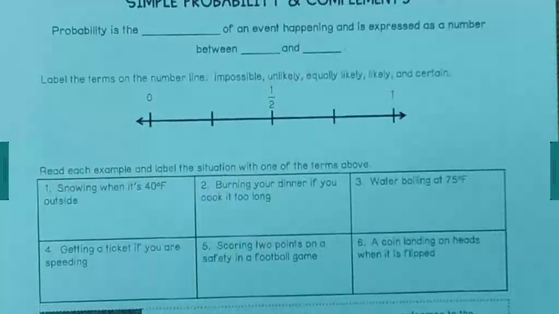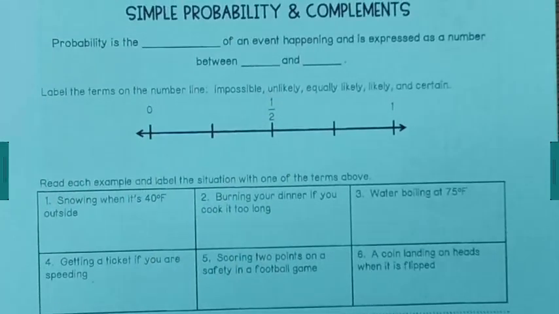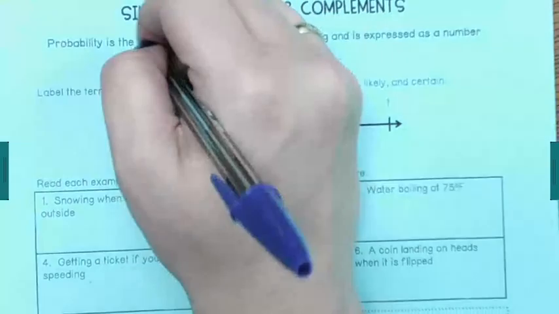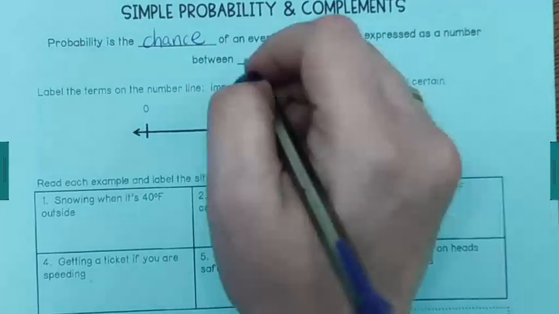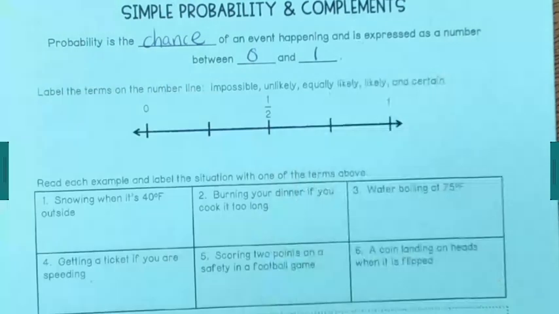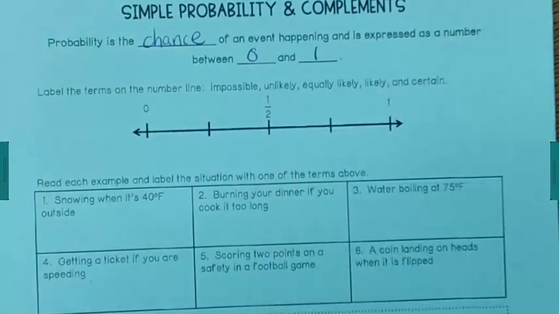Simple probability is the chance that something's going to happen. What are the chances that I make the basketball team? What are the chances that it's going to rain today? What are the chances the team that I pick is going to win the Super Bowl? So it's all about chance. And it's a number between 0 and 1.